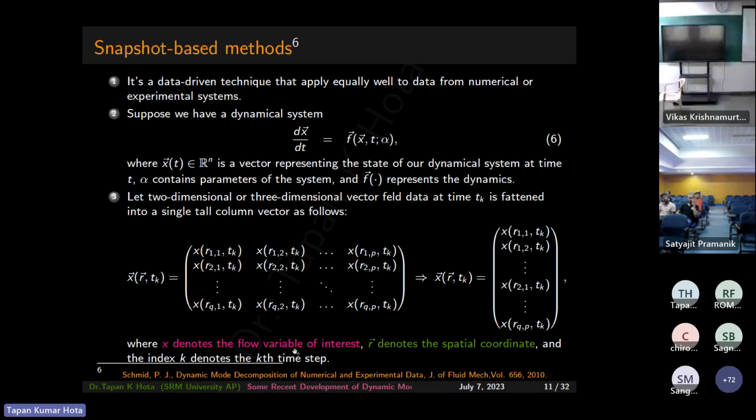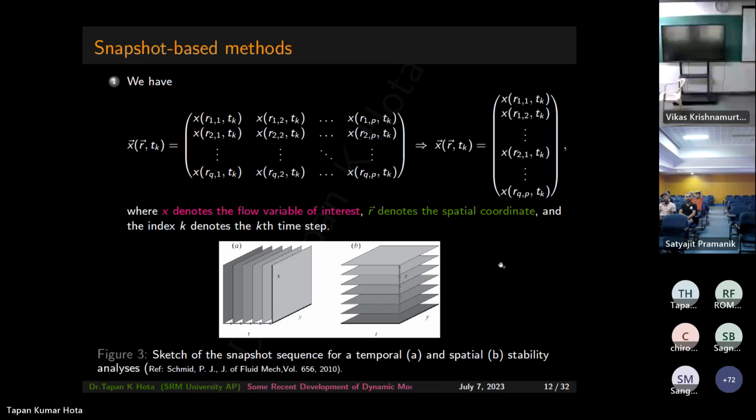First thing you do, stack it for each time one over the other, or for each coordinate vector. Instead of writing the column vectors one column vector ending, then the second column vector beneath it, then the third, then the fourth, I give rise to this arrangement. So we have this system: X is our flow variable, R denotes the spatial coordinate and k denotes the kth time. Now, two ways you can arrange it. For each time you have the snapshots, you keep stacking from left to right, or for each x variable you can stack from bottom to top. One way you get the temporal analysis, and the other gives the spatial stability analysis.